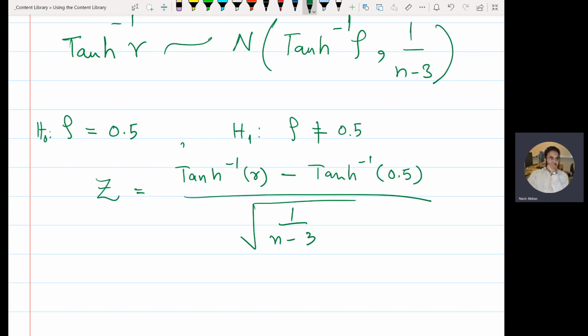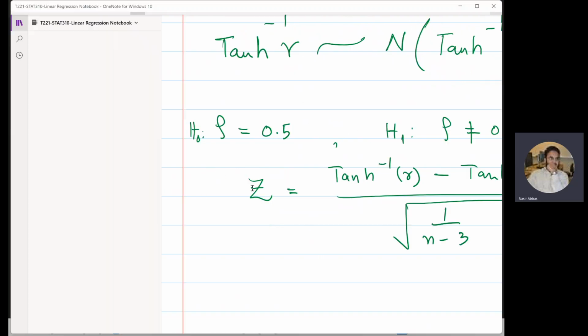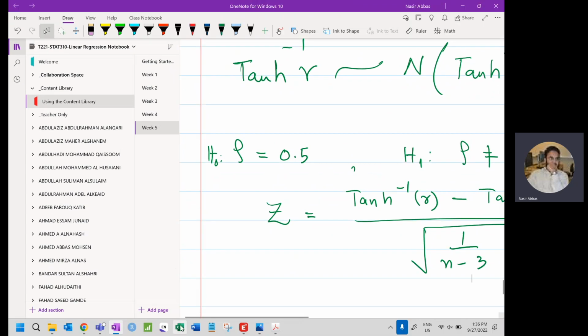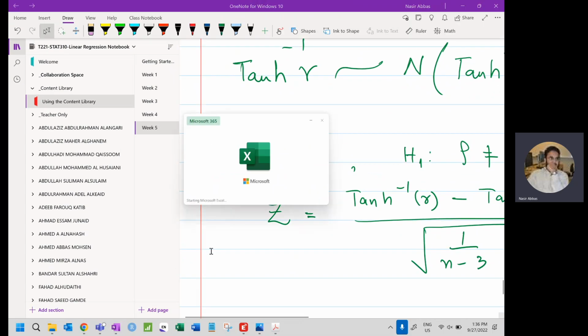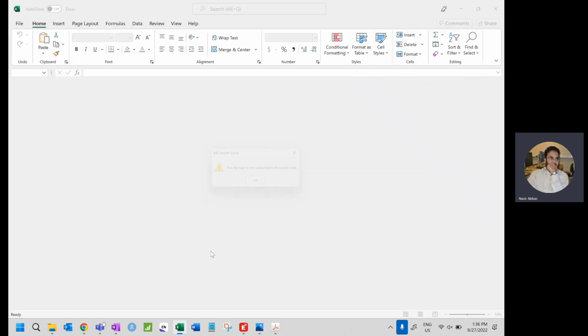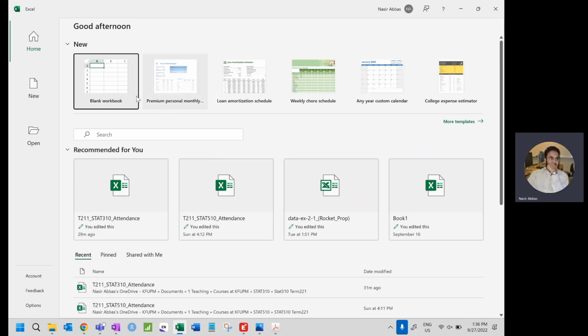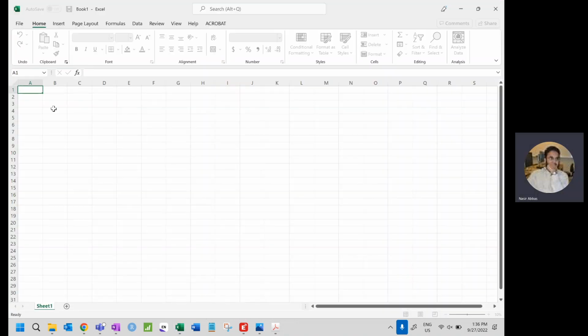Hyperbolic inverse. You don't know it? Math 101, Math 105. You didn't do it? You forgot it? If you forgot it, you don't need to go into the details, because the major exam will be on Microsoft Excel, and there is a direct command in Excel to find hyperbolic. I'll show you. You don't need to know.